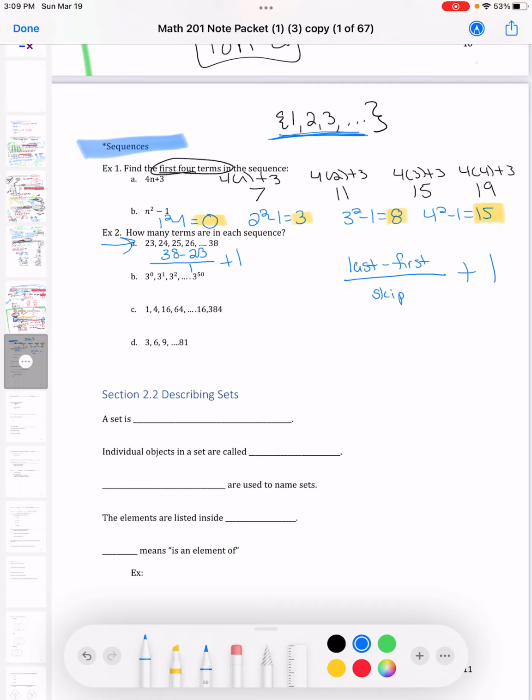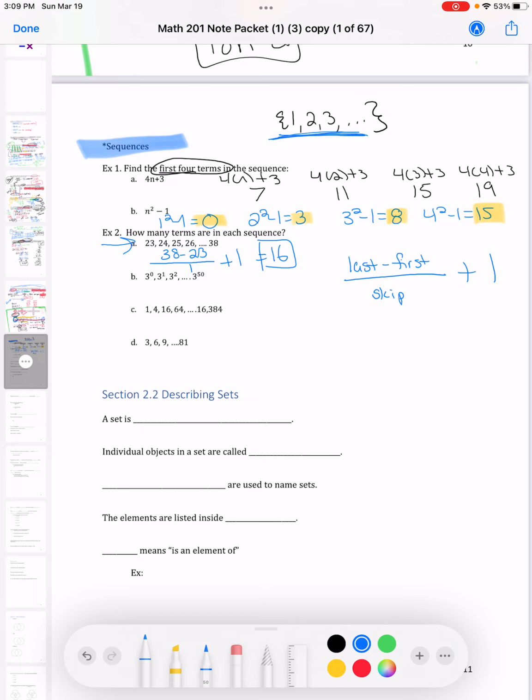So I'll do that fraction first. That would give me 15. Plus 1 is 16. So there's 16 terms. You probably could count this one on your fingers and be completely fine. Just count up from 23 to 38. Remember that list does include 30 and 31. The dot, dot, dot is just because we're lazy. That ellipsis there is because we don't want to list them all out.